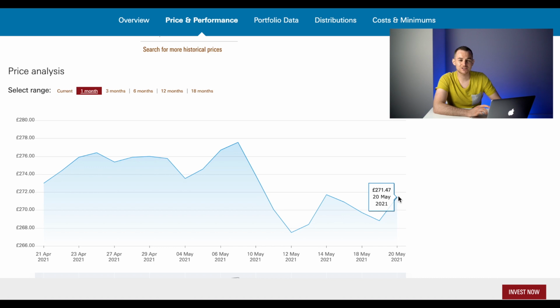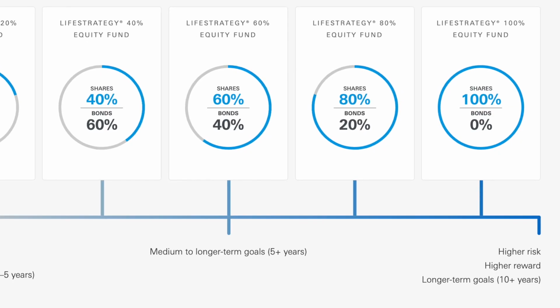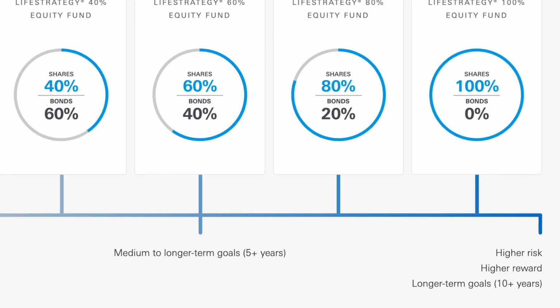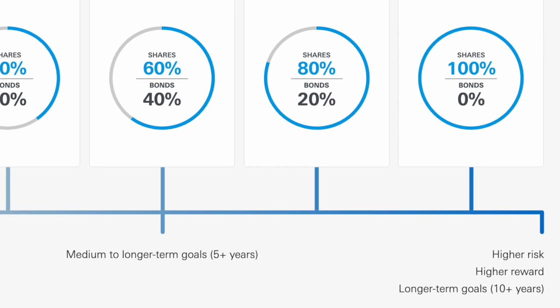So the reason I wanted to show you this is investing in the stock market is a long-term investing strategy. It's not a get-rich-quick scheme. Instead, you need to have years to ride out these bumps and waves in the stock market. On the LifeStrategy overview page on Vanguard's website, they actually recommend you have a 10-year plus investing horizon if you're choosing the LifeStrategy 100% fund.